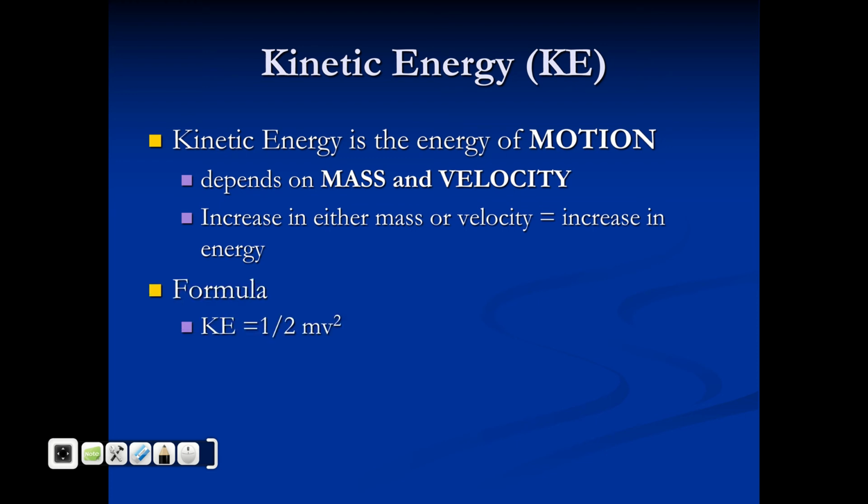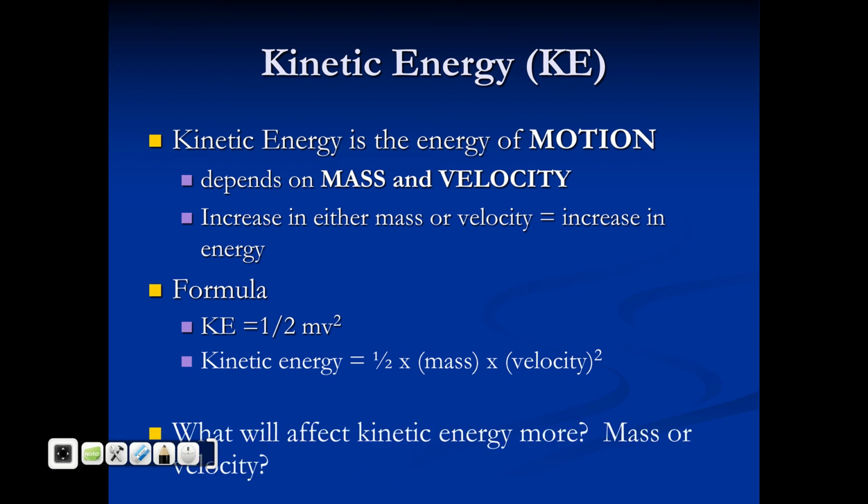The formula for it, KE equals 1/2 mv squared. So this is why KE depends on mass and velocity. We have the formula with mass and velocity, which is squared, in it. There it is, written out in word form. Kinetic energy equals 1/2 mass times velocity squared. It's only the velocity that's squared.